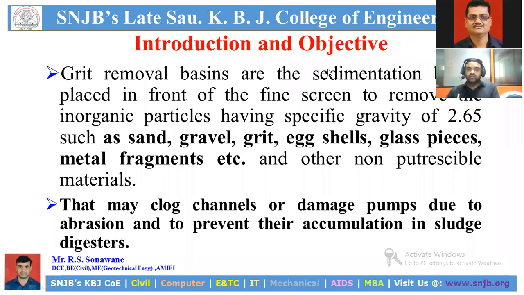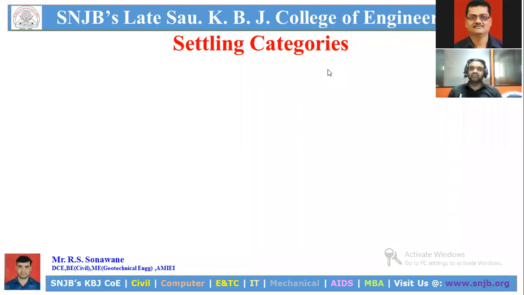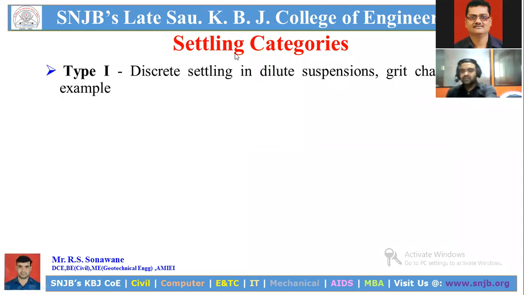So now this is settling categories. When that material should be settled down in the grit chamber, there are different types of zones with respect to the settling categories. One type of settling category is discrete settling in a dilute suspension; the grit chamber is a good example. If such type of suspension happens, that will be the type 1 settling category.